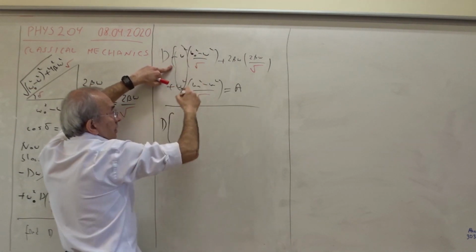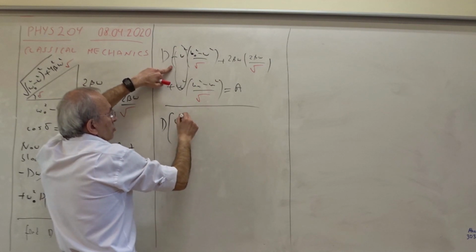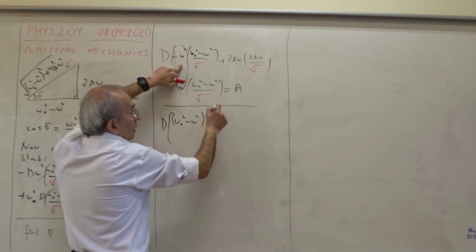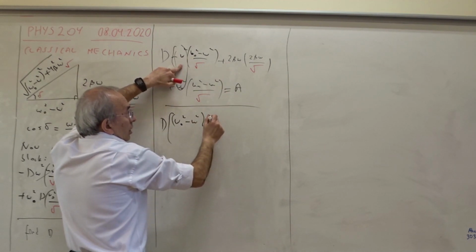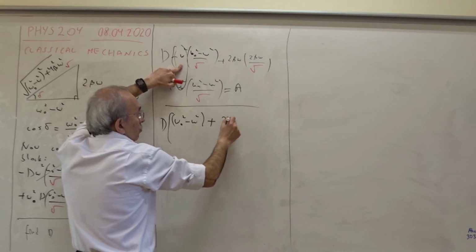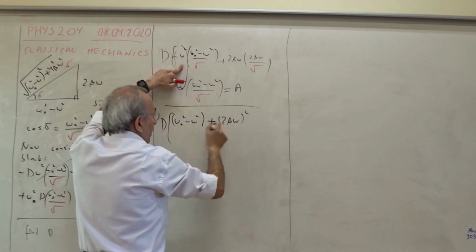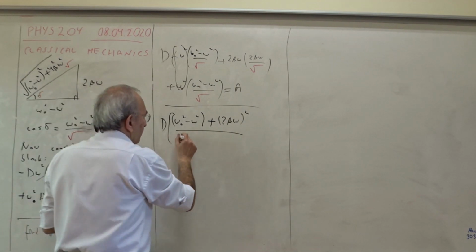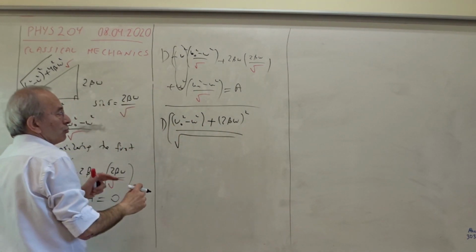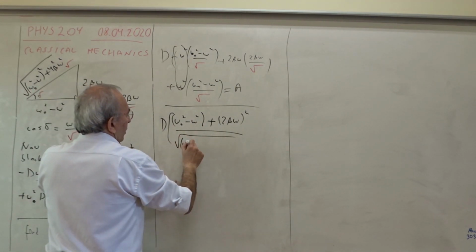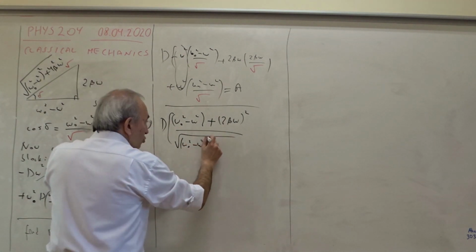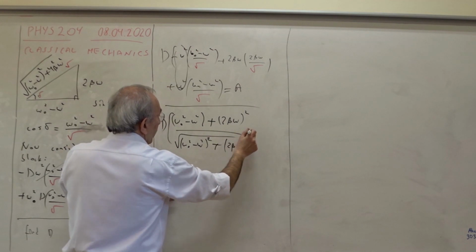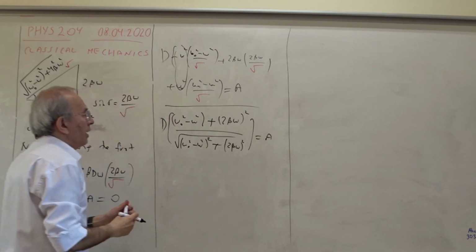If you consider these as a separate term, omega 0 squared minus omega squared, and the other one plus 2 beta omega squared divided by the root of the same thing. Let me write down the full square root. We have omega 0 squared minus omega squared, squared, plus 2 beta omega squared. Altogether, this will be a.